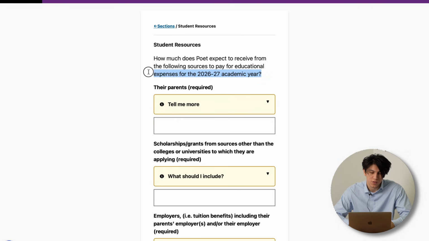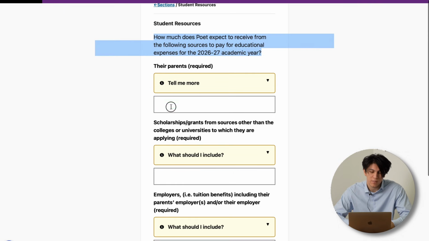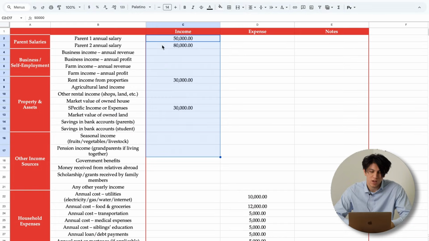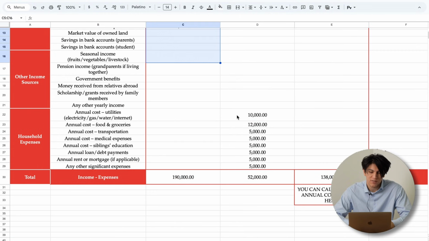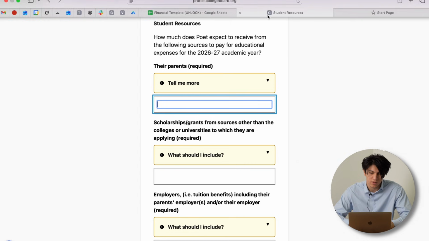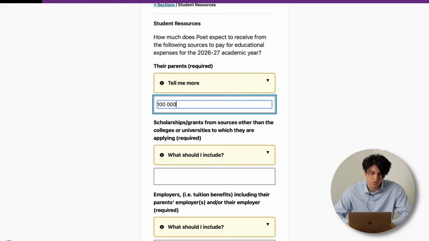Okay, this is the most important part. Students' resources. How much you can pay for the college. After you include all of the income and after you include all of the expenses, here is the money that is left. And then out of that you can pay that. So make sure it's not going over this one or under this one, right? So let's say 100 million sums they pay.